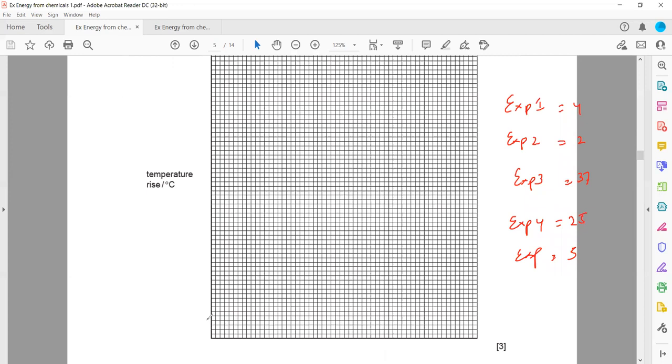So for example, 10 boxes equal to 1, 2, 3, 4. So 10 boxes equal to 5. This is 10.